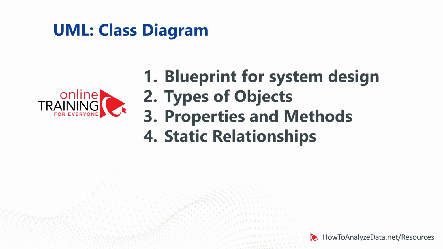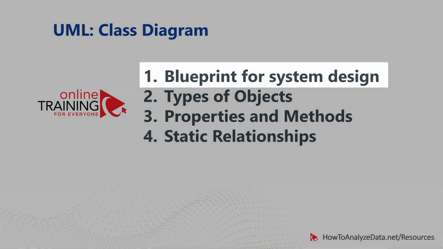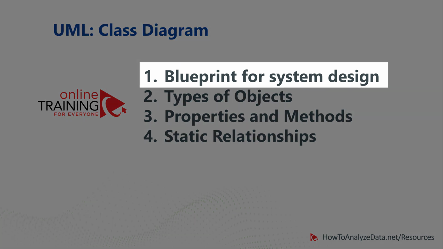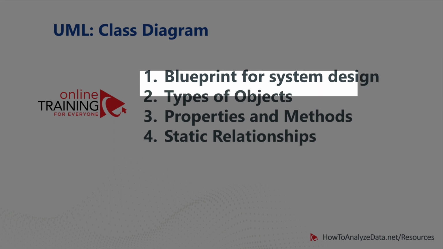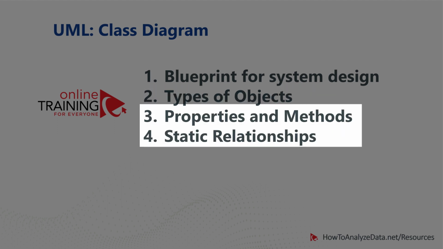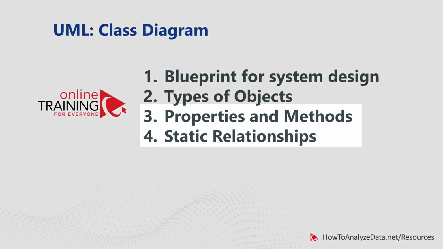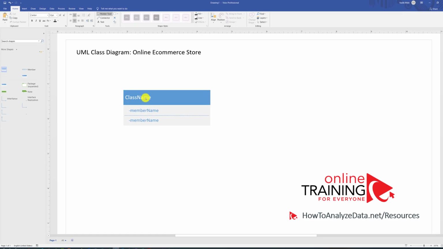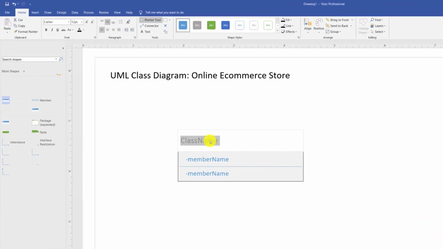of the class. So what is a UML class diagram and why do we need it? A UML class diagram is intended to provide a blueprint for the entire system design. This blueprint works very well regardless of which programming language you use to build your system. The reason it works so well is because a UML class diagram shows what types of objects you will be building. It shows objects' properties and methods, as well as static relationships between objects. To start editing a class in Microsoft Visio, all you need to do is click on the class name.